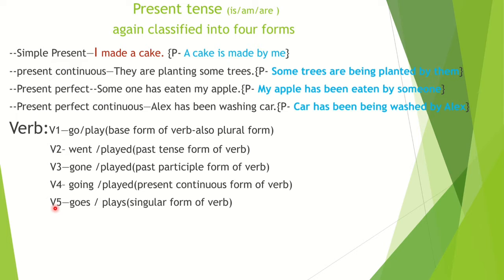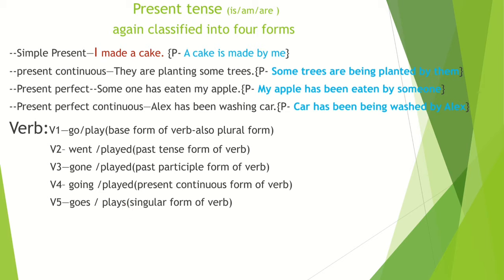Now, the fifth is verb 5. That is goes. We have to add s. And here, plays. It is used in the singular form. While we use the verb in the singular form, we should add s. That is over here: goes, plays, sleeps, rides, etc.